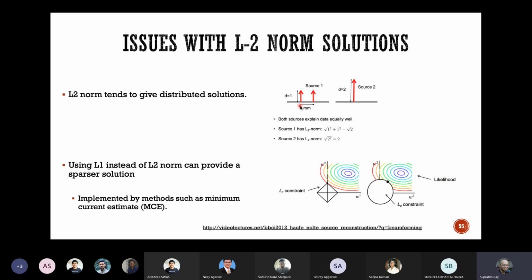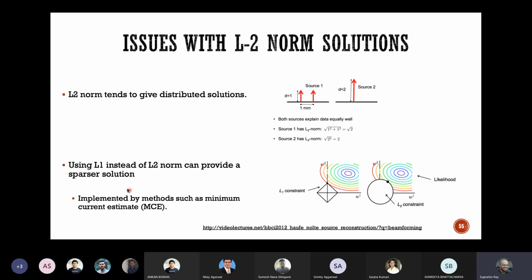So actually changing this norm from L2 to L1 can solve this problem. Here the L1 norm is 2 in both cases. It's mod of 1 plus mod of 1, which is 2 here, and mod of 2 here, which is also 2. So both have the same L1 norm, even though the L2 norm is smaller for this compared to that.